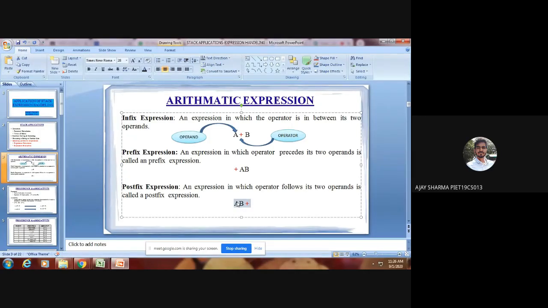Sir, what are the uses of these different forms if we are finally writing A plus B only? Yes, good question. Now suppose you are writing C equals A plus B in your C program. What happens actually? How will it be evaluated? It will be evaluated after conversion into postfix form. In the background, something is going on, it will be converted into postfix form, and then a stack will be used and it will be evaluated.